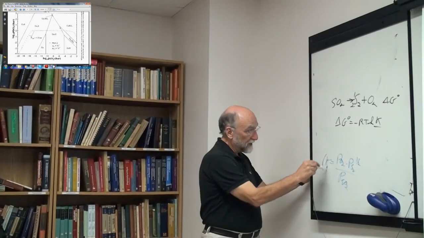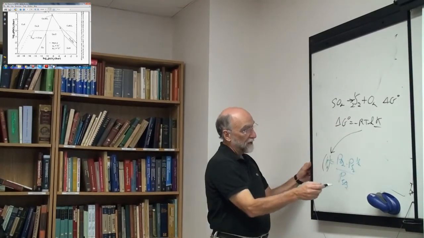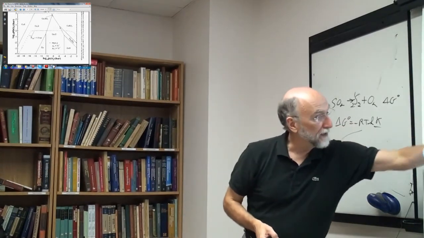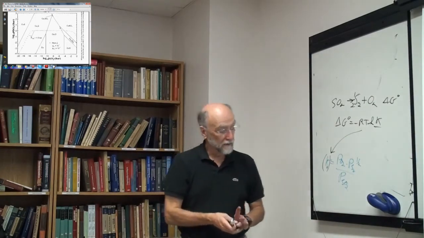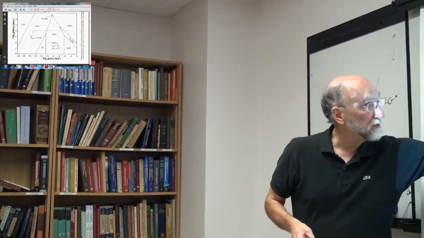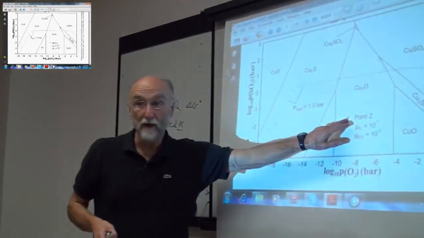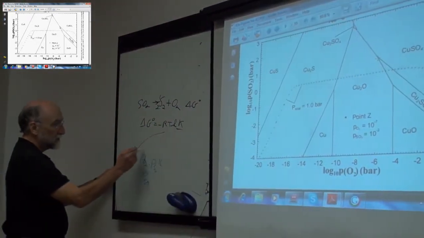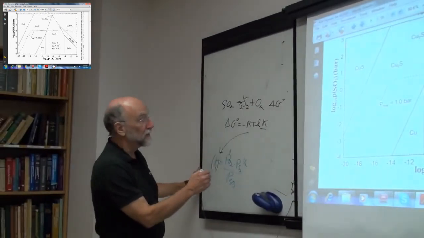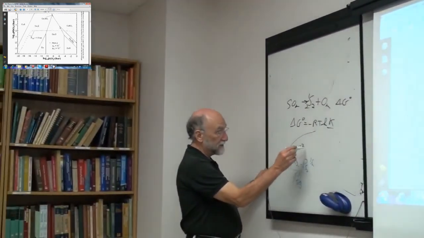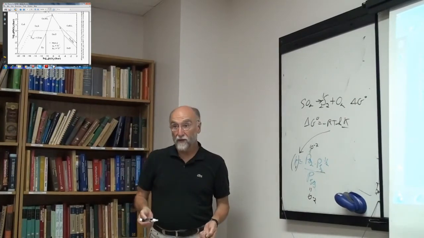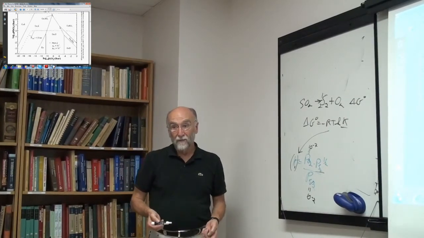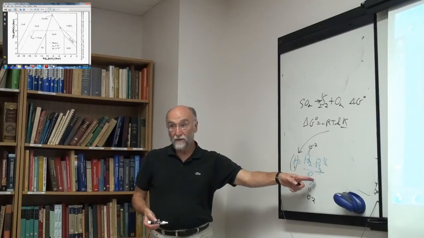Okay, then I have K. I pick a point. I pick a value of PO2 and a value of PSO2, whatever. At this point here, I say PO2 is 10 to the minus 7, PSO2 is 10 to the minus 2. I put those in here, and I can calculate PS2. Okay, so PS2 can be calculated.